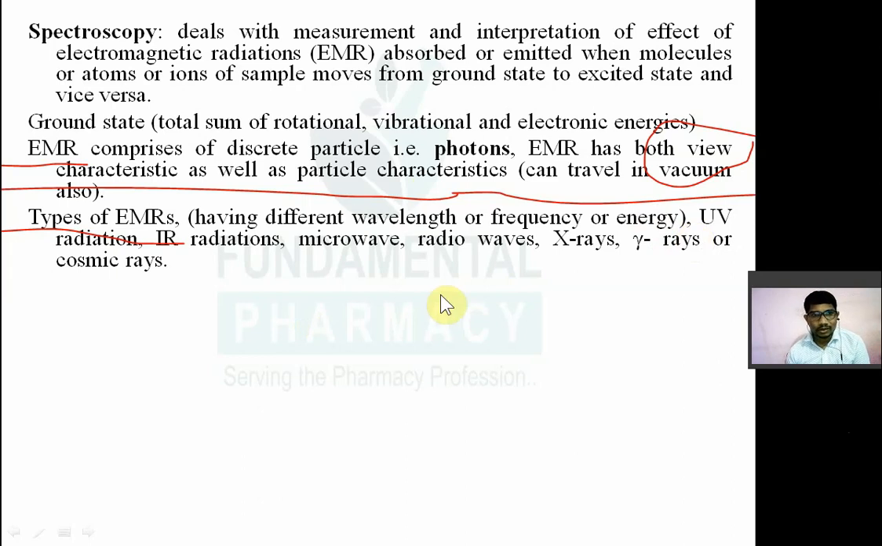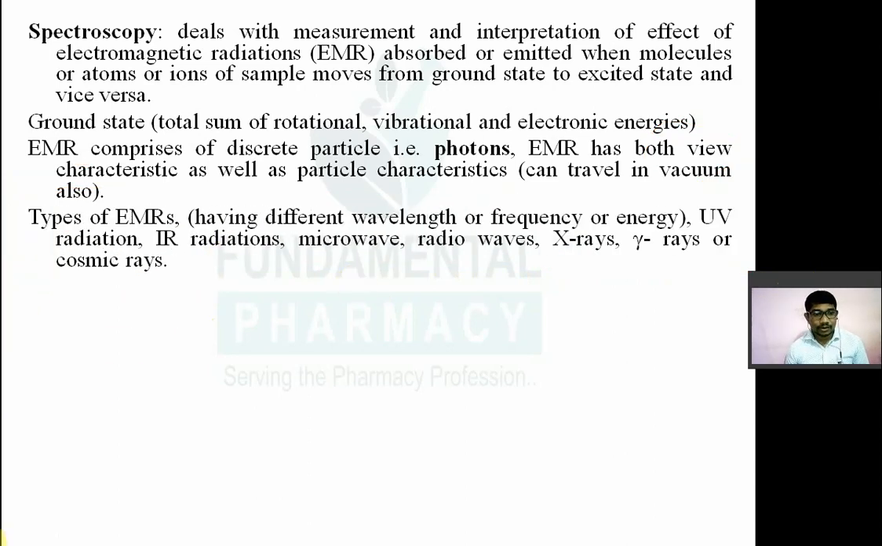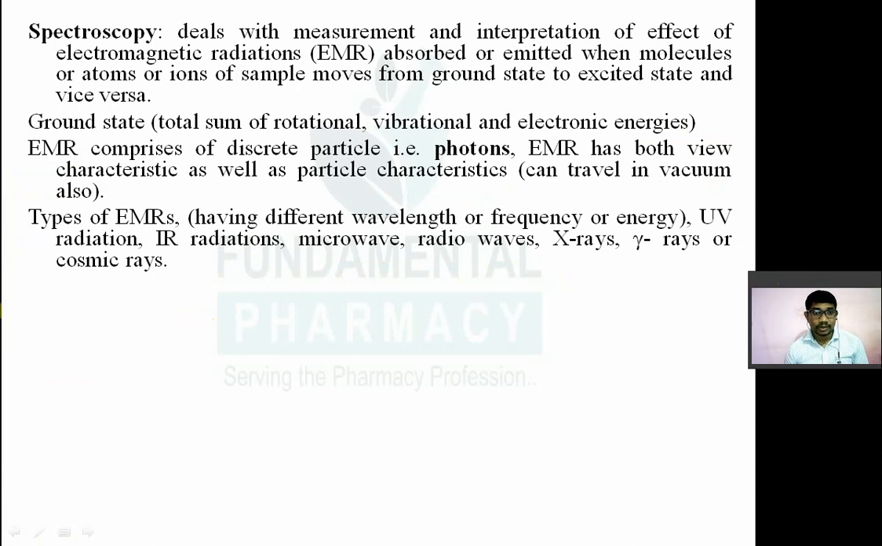So types of electromagnetic radiation have different wavelength or frequency or energy. Types of radiations are nothing but UV radiations, then IR radiation, then microwave radiation, radio waves, X-ray, gamma rays और cosmic rays. ठीक है. So इतने सारे टाइप के radiations रहेंगे आपके. There are different kinds of radiations in the electromagnetic spectrum, like UV radiations, IR radiations, radio waves, cosmic rays, microwave rays, etc. So electromagnetic radiations are composed of different kinds of wavelengths, or different frequencies, or energy.